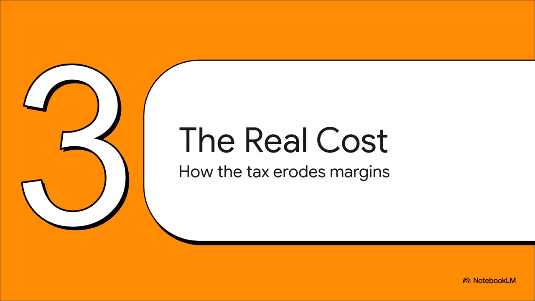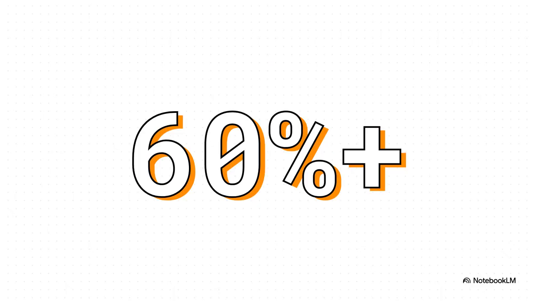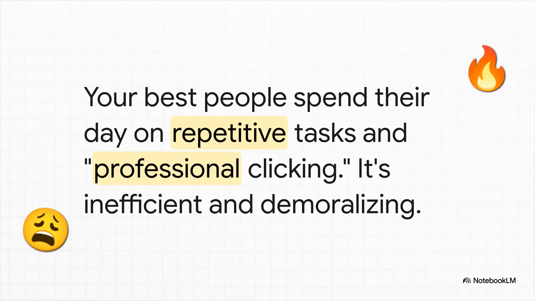Just look at this number for a second. Over 60%. That's a massive chunk of something incredibly valuable. But what is it? It's the amount of time your best people, the smart, strategic thinkers you hired to grow the business, are spending on mind-numbing repetitive work. We call it professional clicking. It's not just a waste of money, it's a waste of talent. And it is the fastest way to burn out your A players.